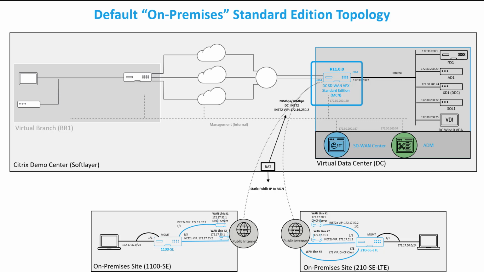You will need some physical components, such as an SD-WAN device. The pre-staged configuration already outlines a 210 standard edition LTE site, as well as a 1100 standard edition site, which can be altered to use a different device if needed, and at least 2 internet WAN links, one of which is recommended to be of decent internet quality.